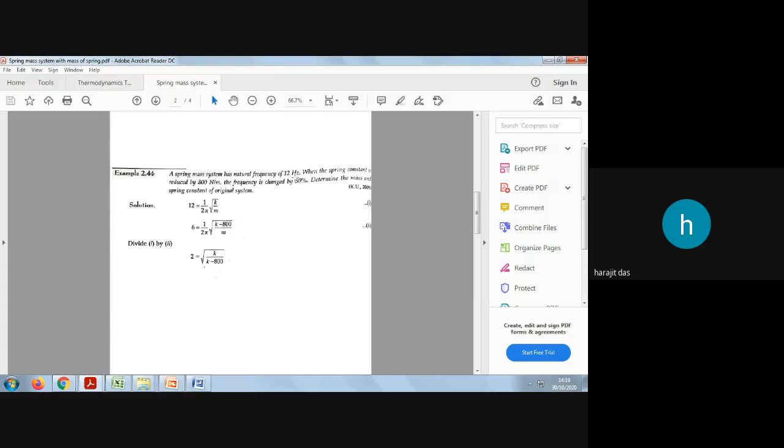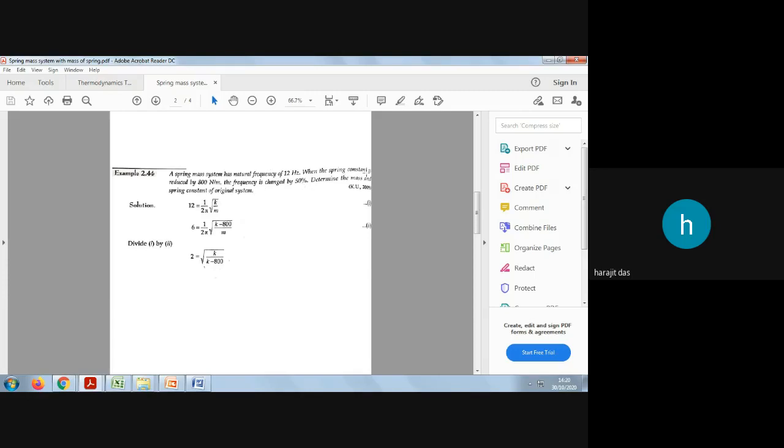So here it is given as 12 hertz, means what? So this is f. Okay, this is not ωn or omega n, this is small f, frequency. So 12 will be equal to 1 upon 2π under root k by m, because under root k by m is the natural frequency of the system. So f1 will be equal to 1 upon 2π under root k by m. Okay, so this is given from the first line.